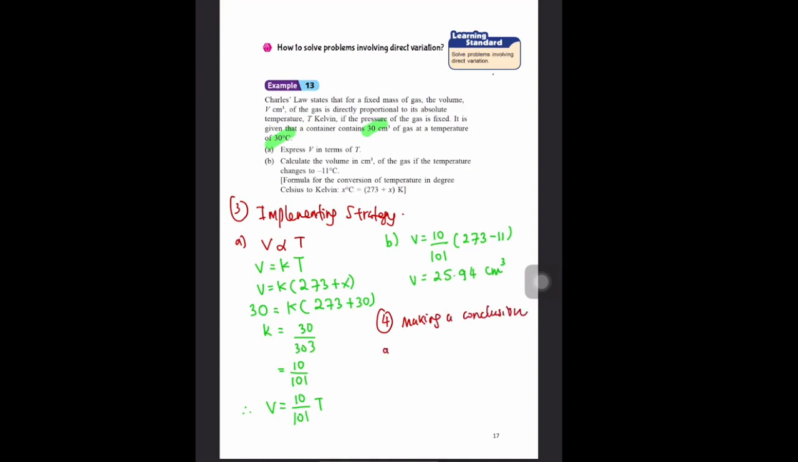where the answer of the first part is V is equal to 10 over 101 T, and the answer of the second part is V is equal to 25.94 cm³. So this is actually step by step what you need to do in order to solve this problem involving direct variation.